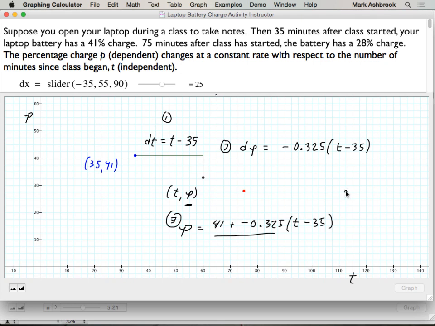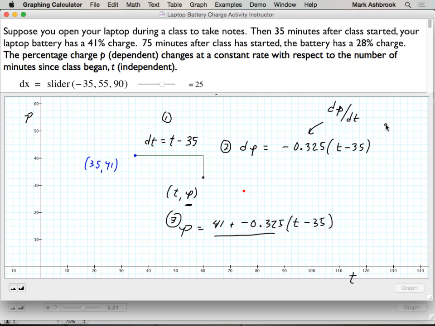Does P change at a constant rate with respect to T? How do we know that P changes at a constant rate with respect to T? And what's the constant of proportionality? That's right. Yep, because this is constant, and this is dP over dt. That thing's constant.